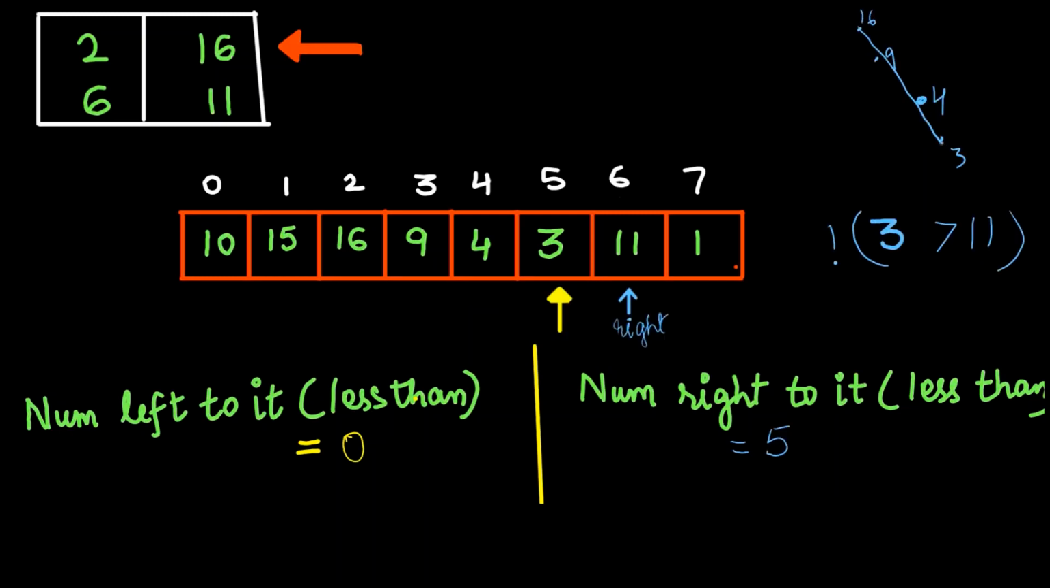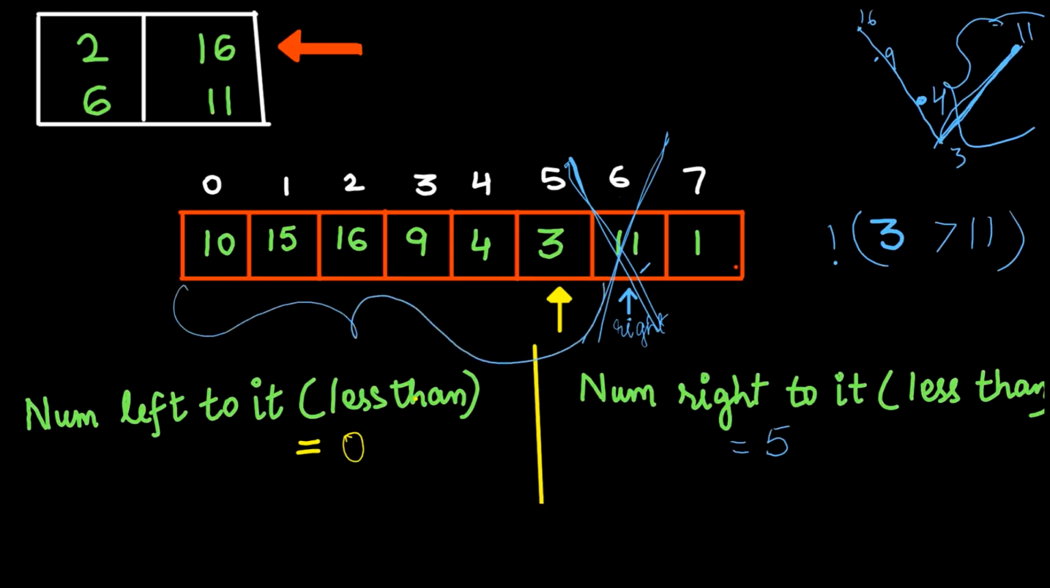Now after 3 it will check for 11. Is 11 less than 3? You can see 11 is an increasing sequence. It is making its own mountain. So we won't be including this index over here. Now I got one mountain over here which is from 0 to 5.